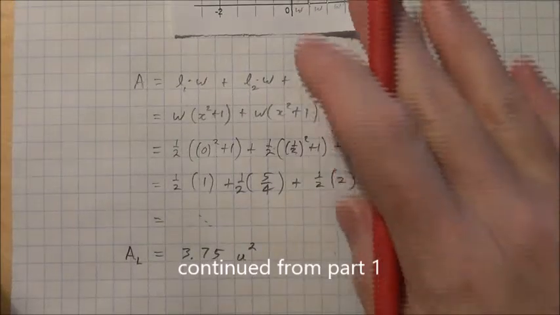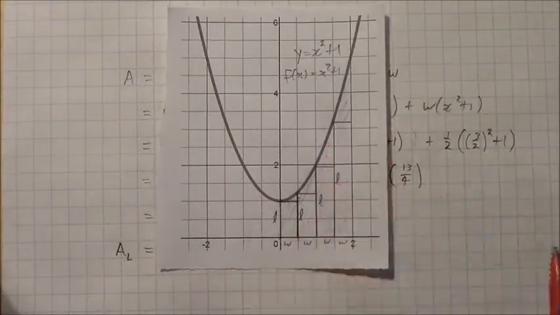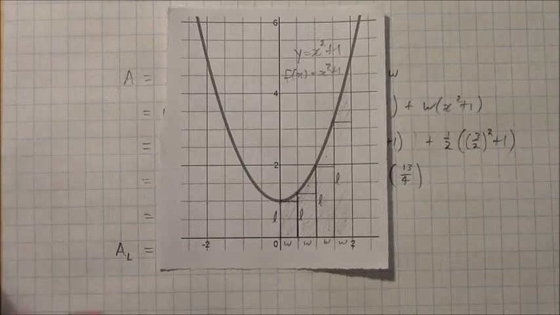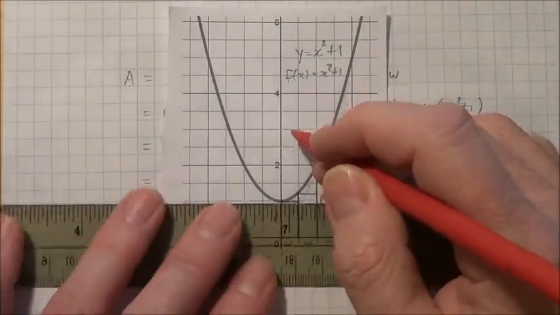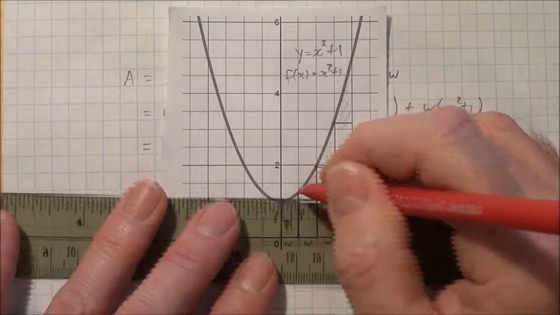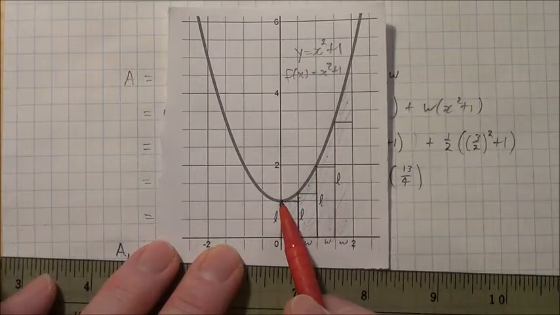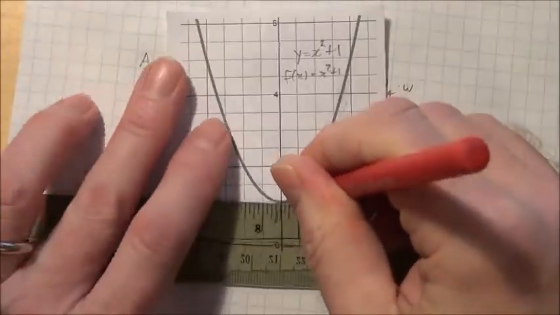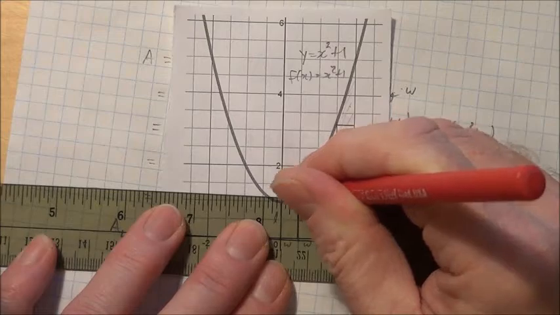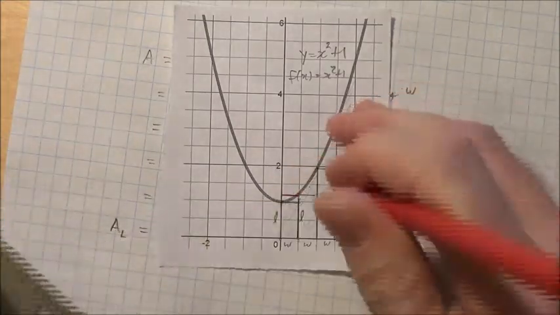So we're going to use the upper rectangles now. We're going to do the same sort of thing. I'm going to form rectangles, but this time, instead of the upper left corner of the rectangular strip matching with the function, I'm going to use the upper right corner. So the upper right corner of this rectangular strip is going to match with the function here.